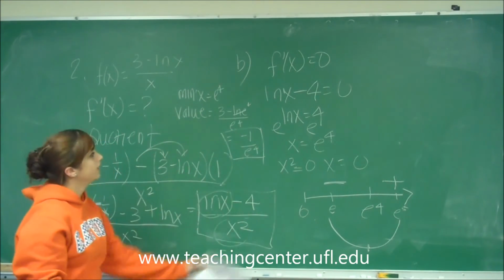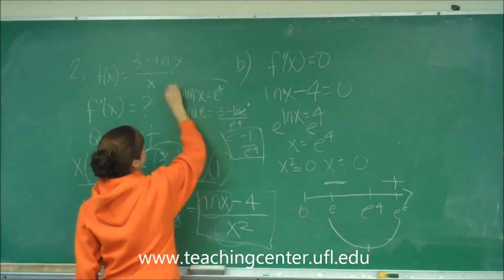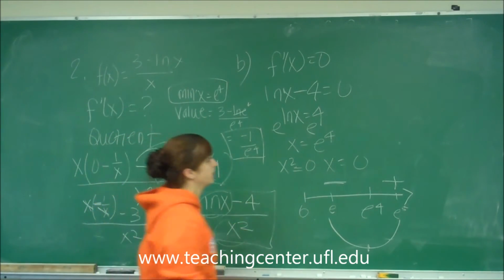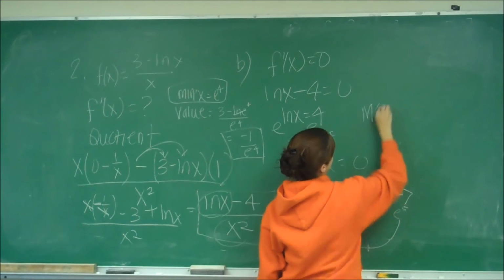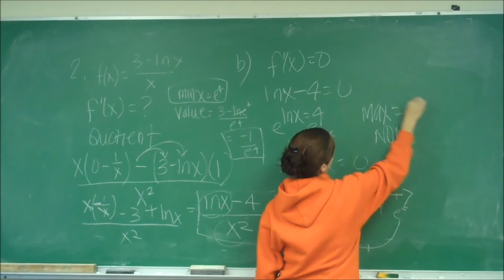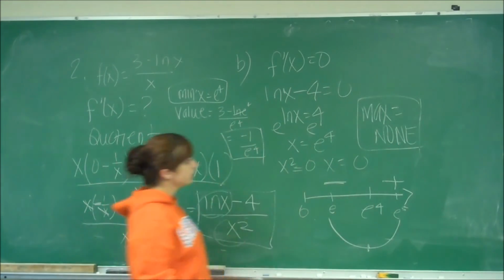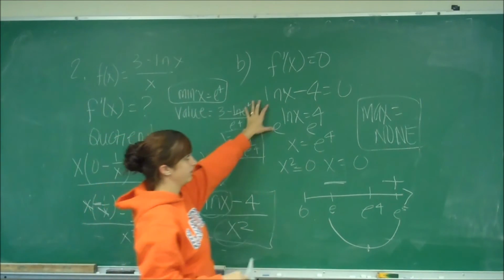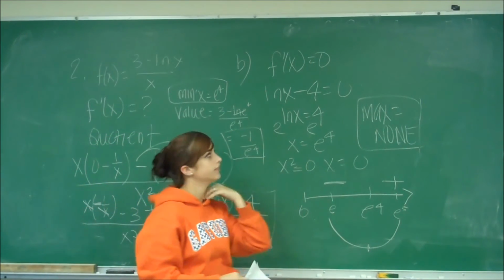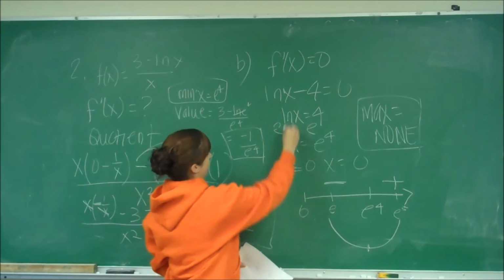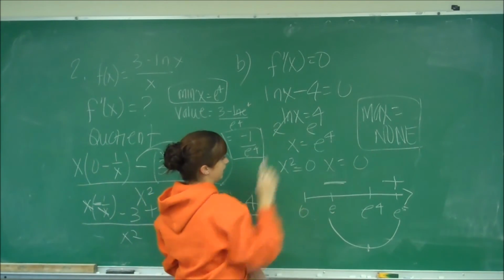Okay? And then as you can see from our number line, there is no max. So max equals none. Okay? So I went through how to find the derivative. You set the top and bottom equal to 0 to find the extrema. Okay, so ln x equals 4. Take the e, the ln and the e cancel. So x equals e to the 4th.